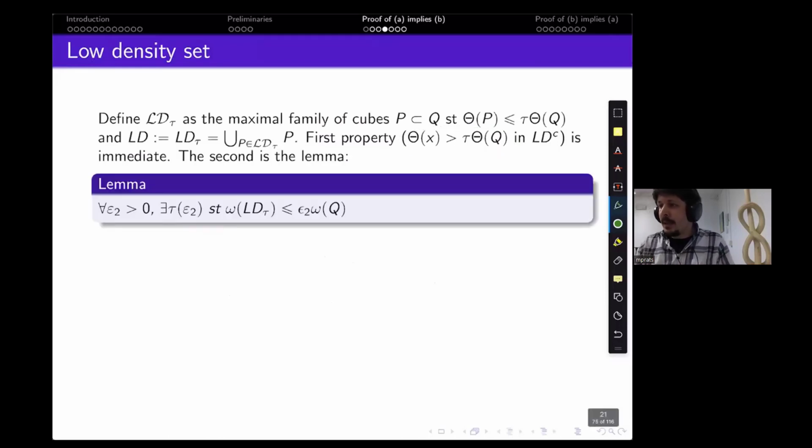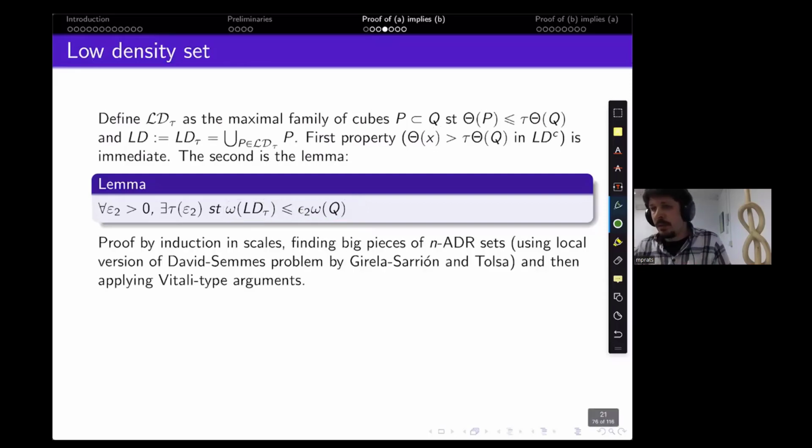Second is this lemma. We need to see that omega, the harmonic measure of the low density part, is less than or equal to epsilon times the measure of the set. Now this is done. I just give you a hint. This is done by induction in scales, finding big pieces of Reifenberg regular sets. This is obtained just using a local version of the Riesz transform problem, which was written by Reguera and Tolsa some years ago, and then we apply some Vitali type arguments.